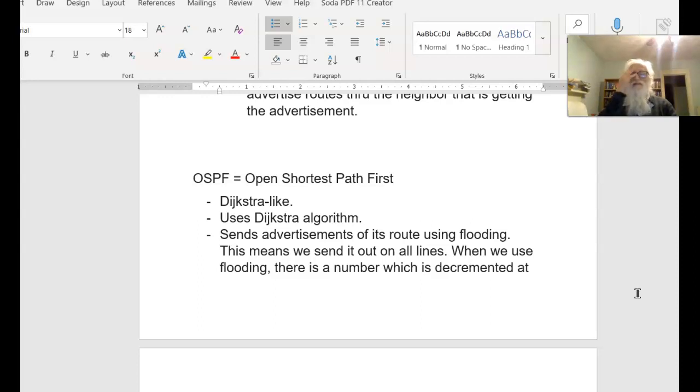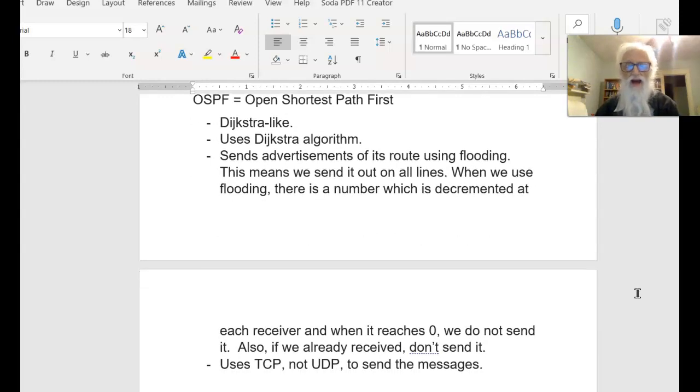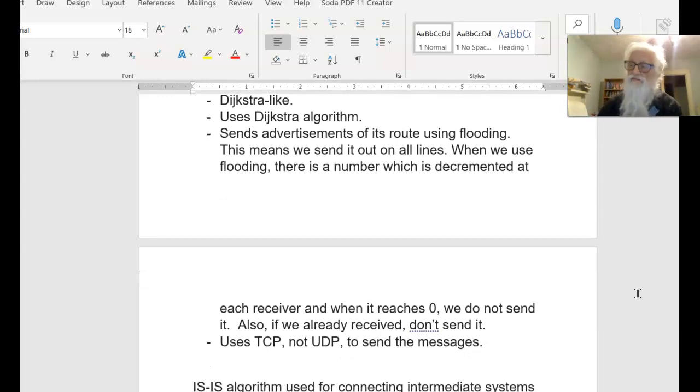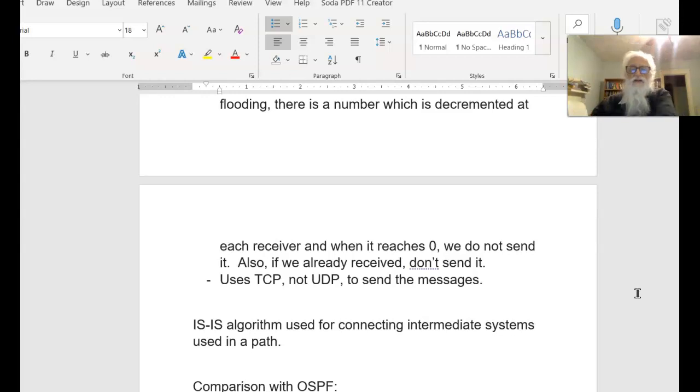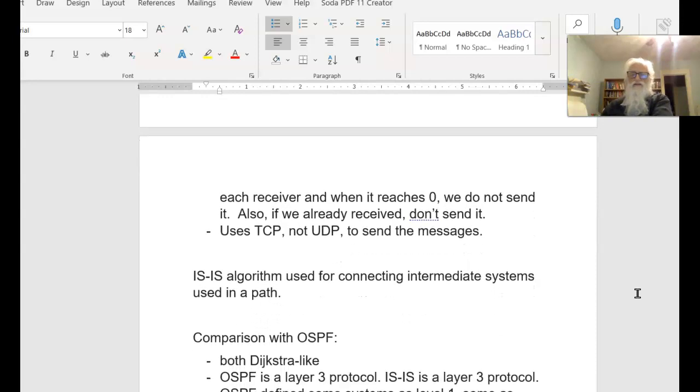So we could say, if this has gone through 16 nodes to get to you, you received that information probably from some other path. Don't bother flooding it out to all the network. That is one way to prevent things from duplicating all over the place. There are other methods called spanning trees. Also, if you've already received it, don't send it. So you use TCP, not UDP, to send the messages. Now, IS-IS algorithms. These connect the intermediate systems used in the path. We'll talk about those later.